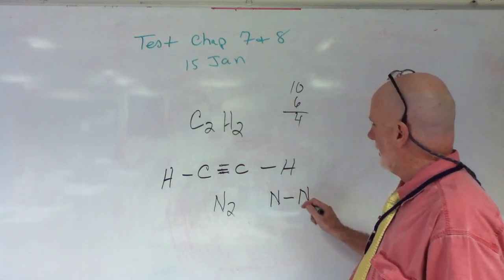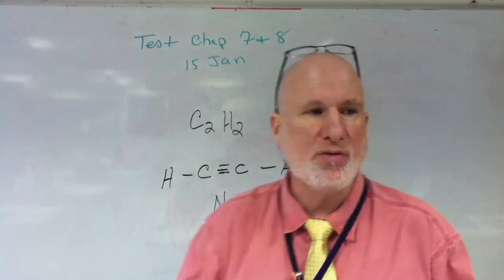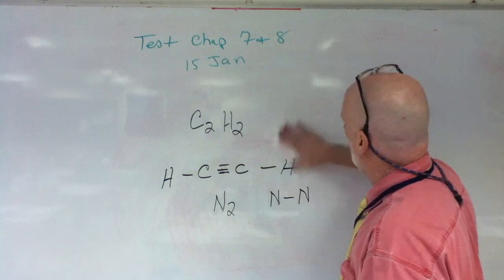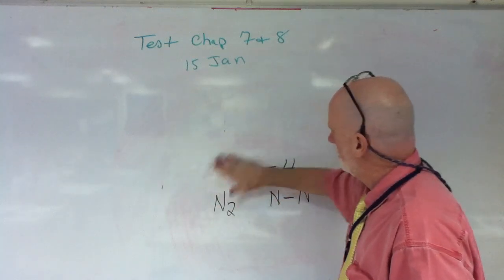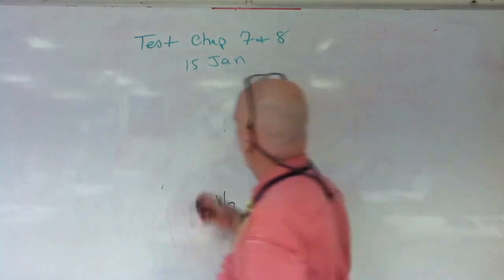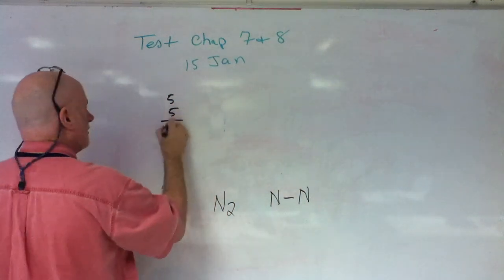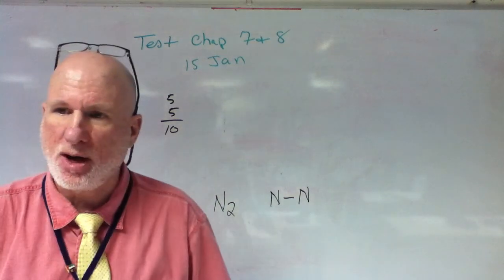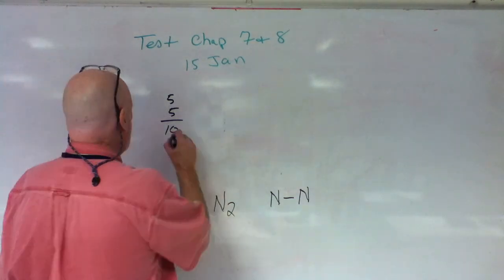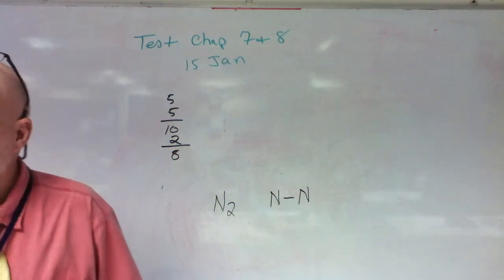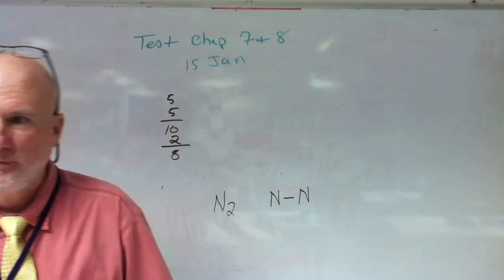Nitrogen, okay? So, what's the total valence of N2? Guys, what's the total valence of N2? Yeah, it would be 10. That's right. 10. And what are you going to subtract off? 2. How many you got left over? 8. What are you going to do with them? 4 on each, right?